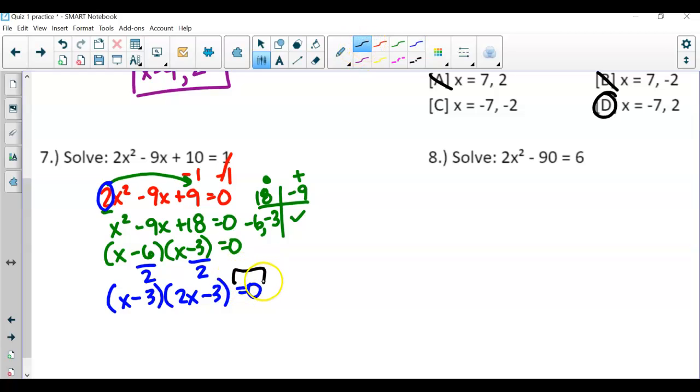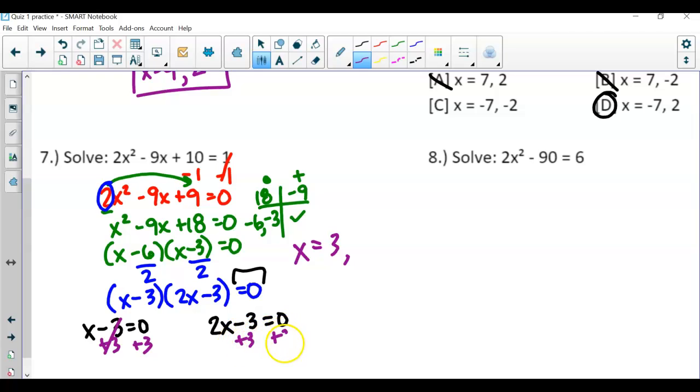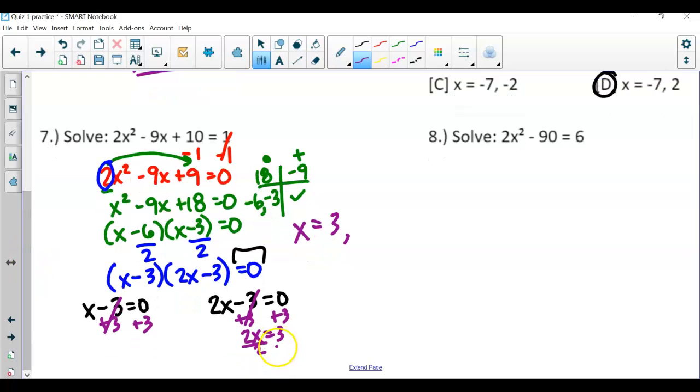Now, because we're solving, right, this is x minus 3 is equal to 0, and 2x minus 3 is equal to 0. So here we've got, when solving for x, add the 3 to both sides, right? So we've got x is equal to positive 3, then solve our two-step. Add 3 to both sides. You've got 2x is equal to 3, and then divide both sides by 2. Here you get x is equal to 3 over 2 as well.